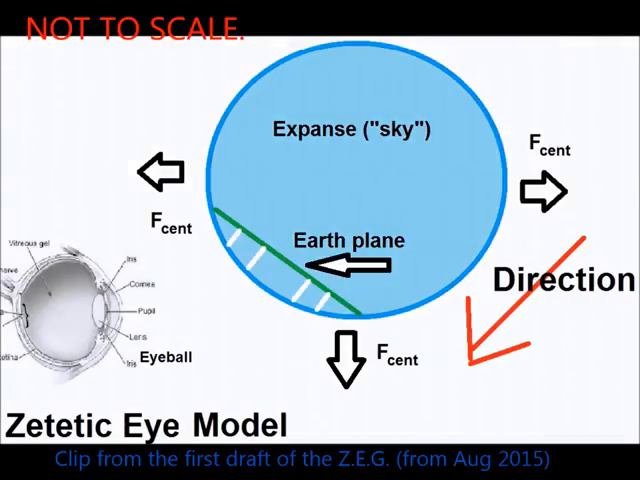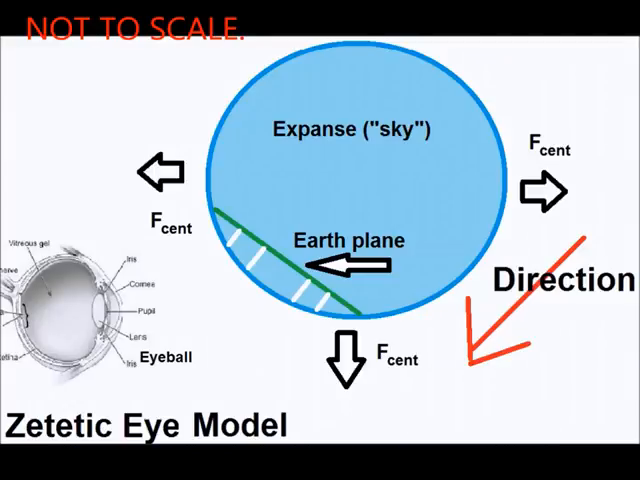We would like to bring up the theory that the Zetetic eye sphere is turning. In the picture you see on your screen, you're looking at the Earth plane as it is level. The red arrow indicates the direction of spin. There would be an axis through the center of the expanse parallel to the Earth plane. If this entire sphere spun to a sufficient degree, it would produce a centrifugal force which would be indistinguishable from gravity. It may seem ad hoc to state that the overall sphere is turning in this way.